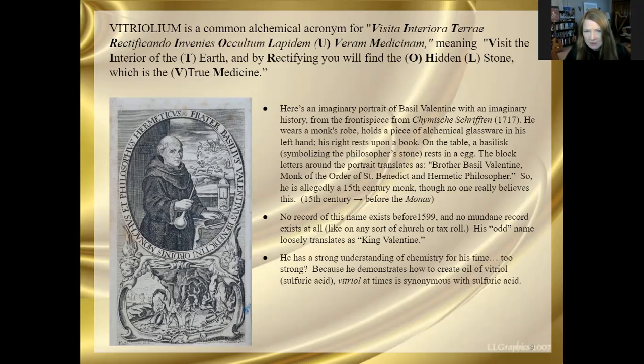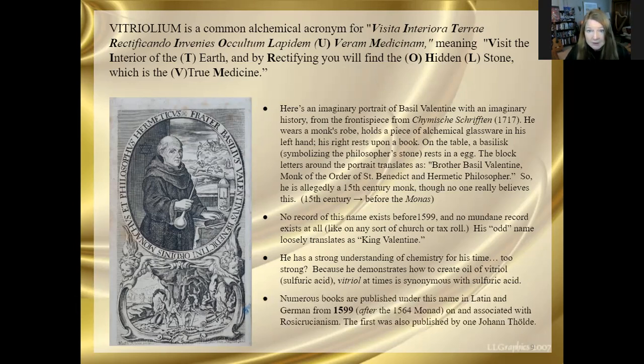However, in his books, the writing shows a really strong understanding of chemistry, according to those who have analyzed it, at least. And some have even argued that it's too strong. That is, he demonstrates how to do things that seem kind of odd for somebody to have been doing in the 1400s, that other people didn't know how to do in the 1500s. He demonstrates how to make oil of vitriol, that is sulfuric acid, and that's why vitriol is sometimes synonymous with sulfuric acid. But the dating, according to people who have looked into his works, doesn't match.